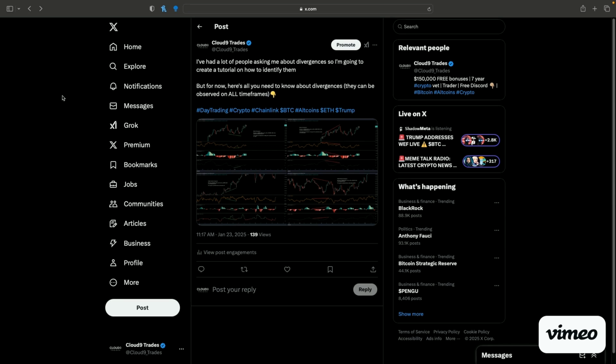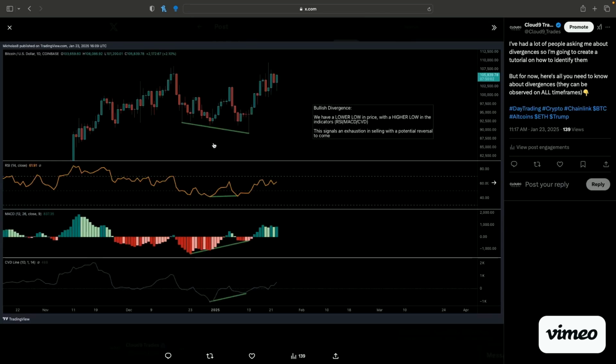Today I'm going to be walking you through what divergences are and how to identify them. First, let's start with the bullish divergence. This is where we have a lower low in price with a higher low in the indicators. The RSI, the MACD, and the CVD is what I'm using here. This signals an exhaustion in selling with a potential reversal to the upside.